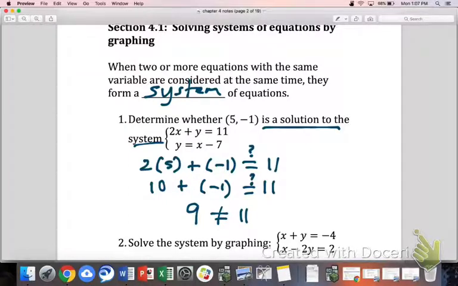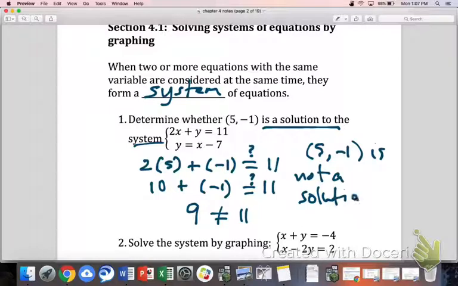So what conclusion would you have to write for this? Nope. It's not a solution. It's not a solution, yeah. So you'd come over here and say (5, -1) is not a solution for the system. And we didn't even have to try it on the other one because on the first one we tried, it didn't work. And so since it didn't work on the first one, it is not a solution to the system.